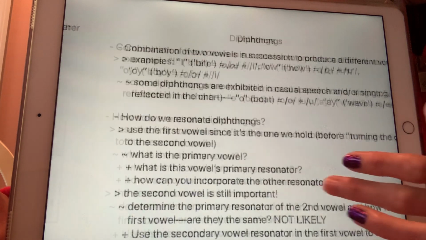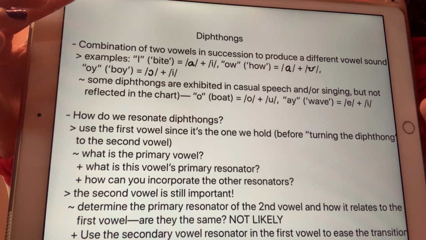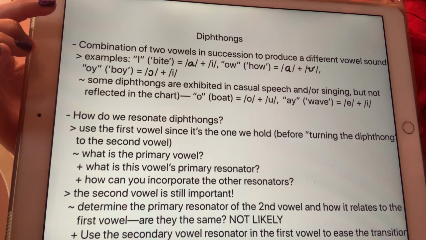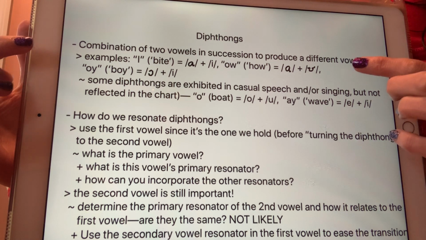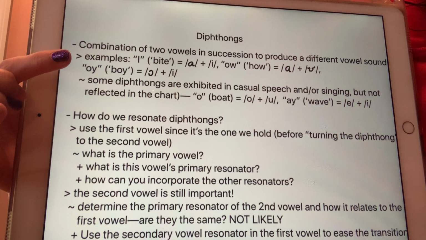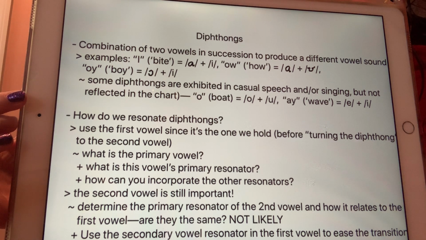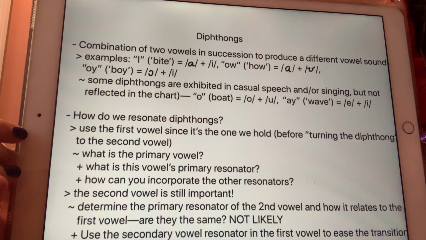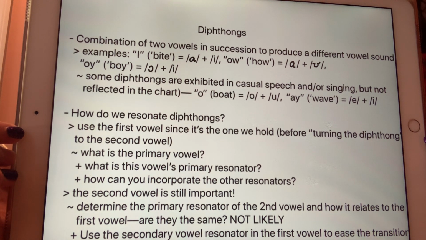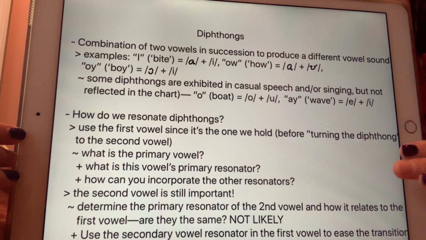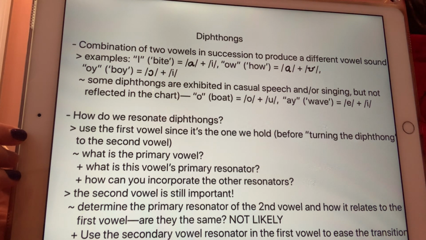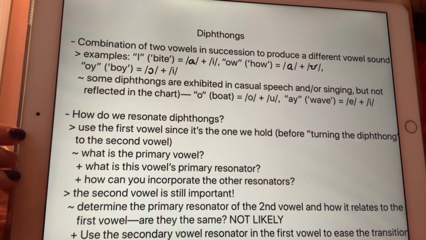So again, how do we incorporate this in our singing? Well, if we're combining two vowels in succession to produce a different sound, like the ones that are here, we want to think about what's the primary vowel, what vowel occurs first, because that's the one that we usually hold, and what's the resonator that we're incorporating for that. And then thinking about what the secondary vowel is. And what is the resonator for the secondary vowel? Are they the same? Are they similar?